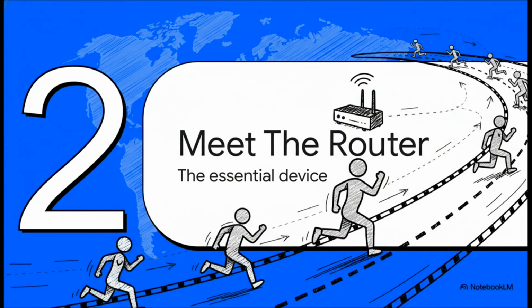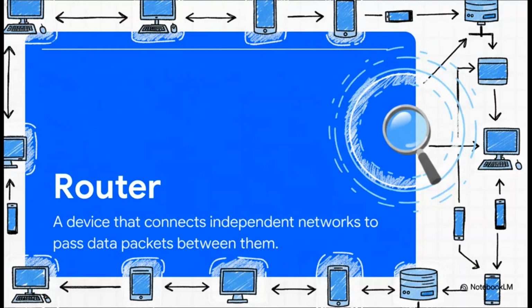Of course, every race needs runners, right? And in the internet's relay race, our star athlete, our MVP, is the router. This little box is the unsung hero of our entire digital world. At its heart, a router is basically just a specialized little computer. It has one job, and one job only, to grab a data packet, our baton, and intelligently pass it along to the next runner in the chain, getting it one step closer to where it needs to go. That's it. That's its whole purpose in life.